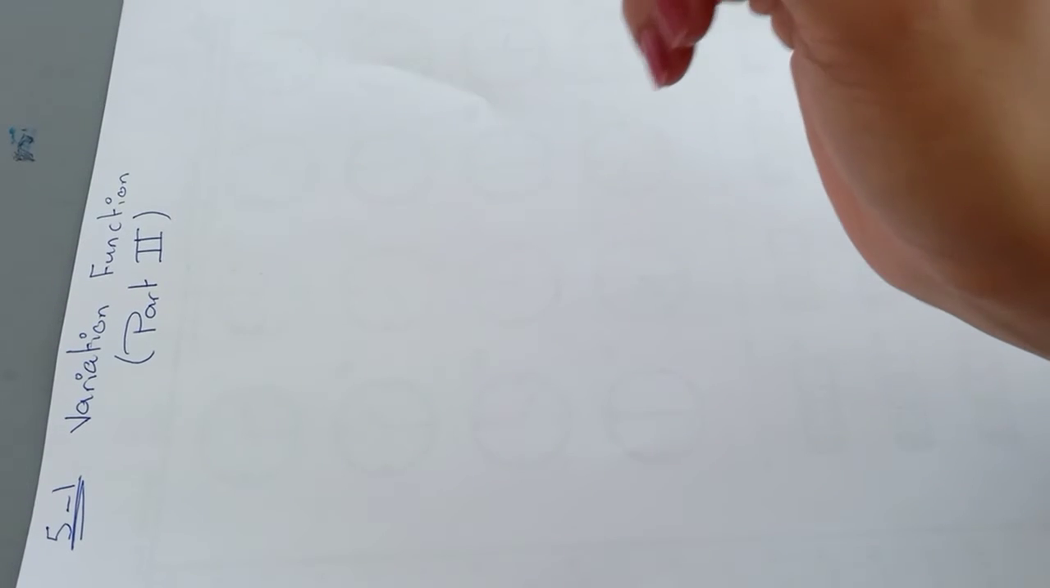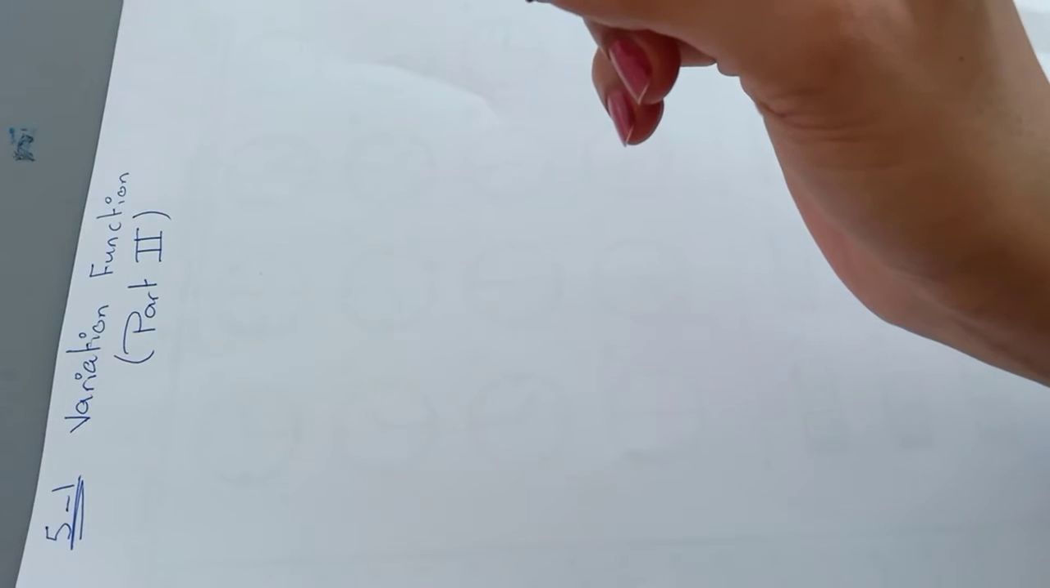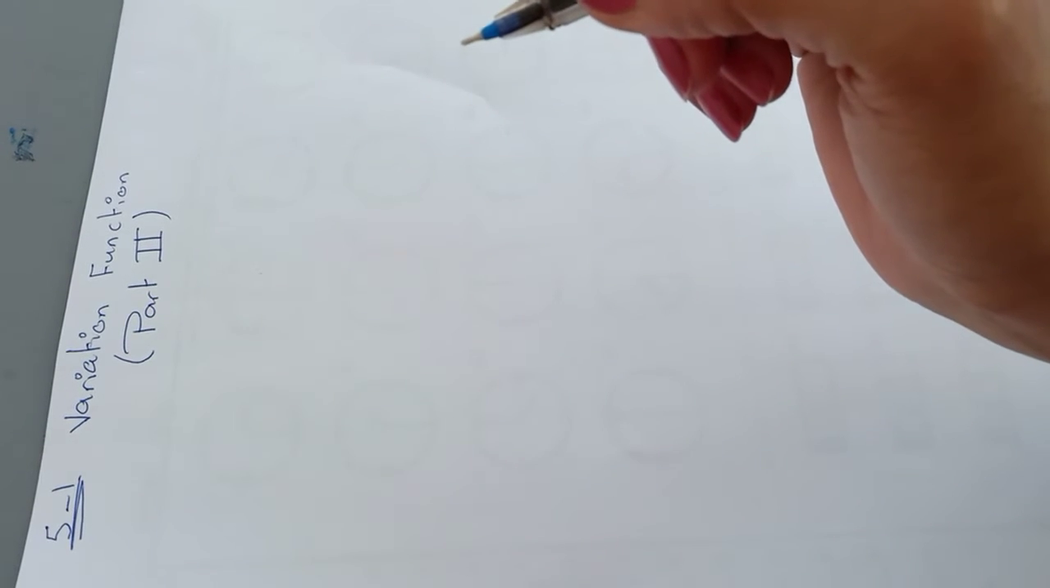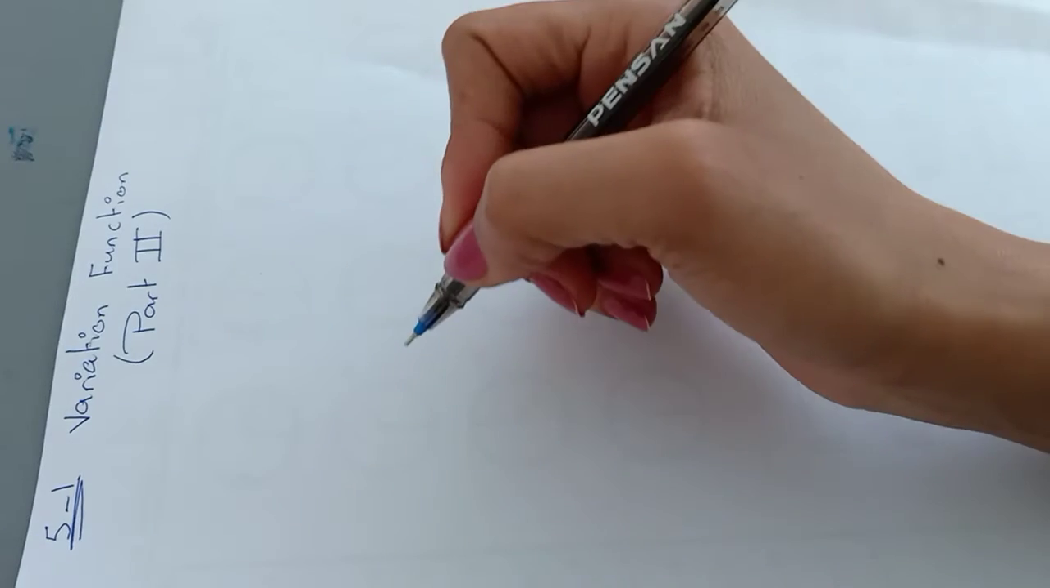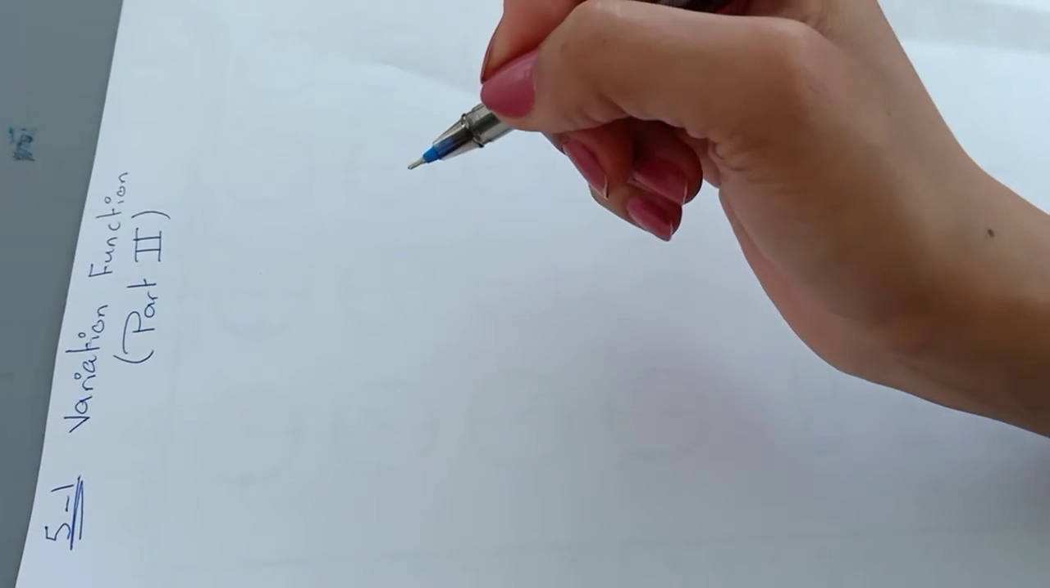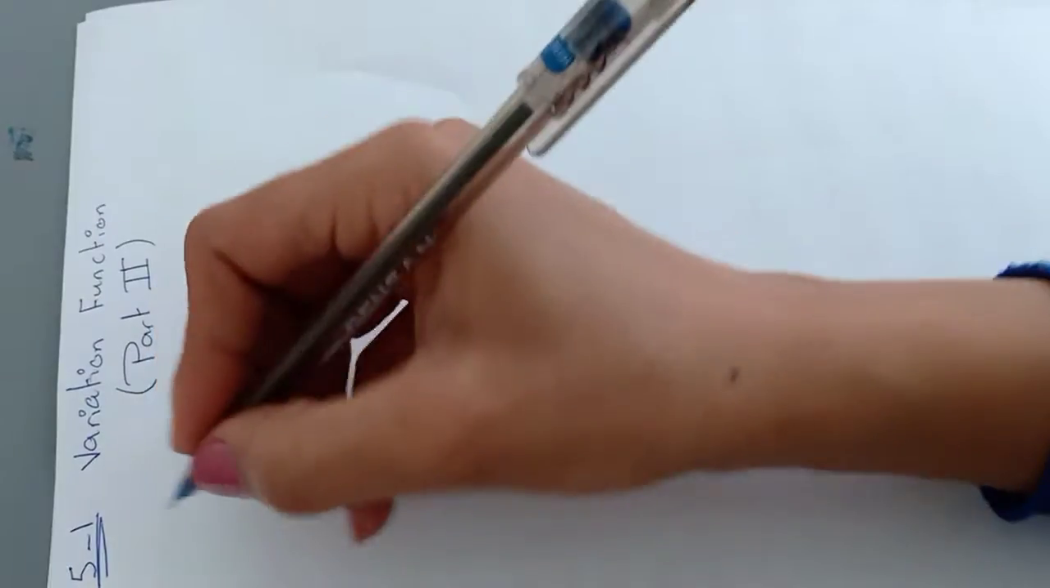Variation function part 2. Okay, when you want to find a specific value of a direct variation problem, you can solve for k and then use substitution, or you can use a proportion like in this case.